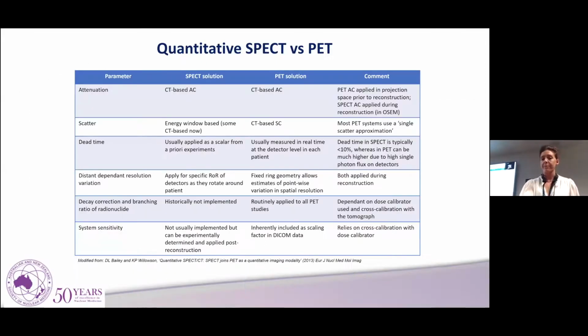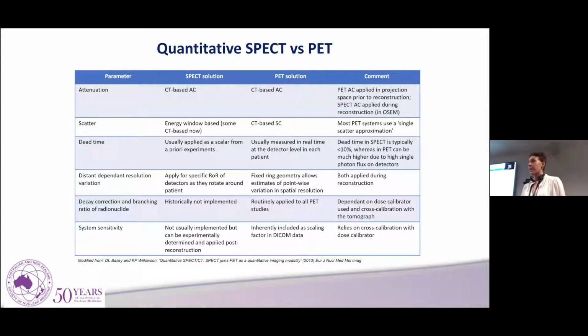So just taking a brief look at the corrections that are necessary to achieve this quantitative data in SPECT and how they compare to the application in PET. Certainly attenuation correction is an absolute must, and nowadays the gold standard of attenuation correction in both SPECT and PET is via the CT-based attenuation correction maps. Scatter correction is very vital.